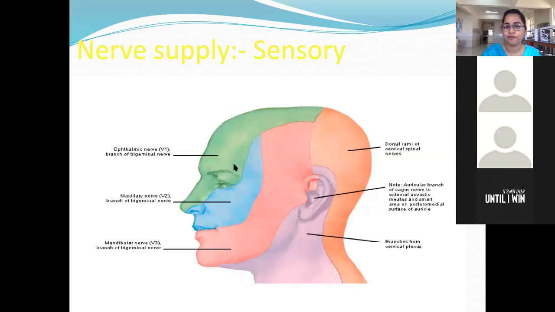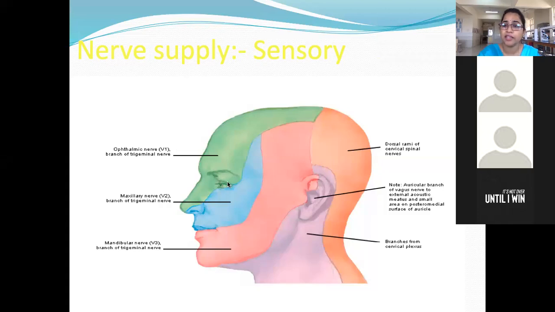Lacrimal. So total five branches of ophthalmic division of trigeminal nerve supply this region, this green colored area. What are the five branches? Supratrochlear, supraorbital, dorsal nasal, infratrochlear, and lacrimal. Okay. We will trace them back into the orbit.